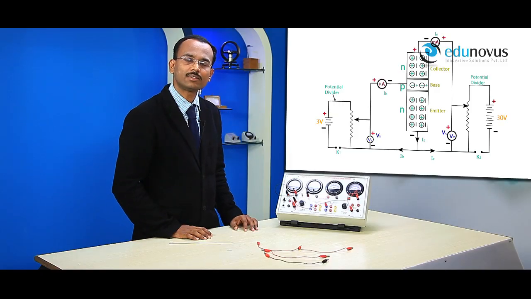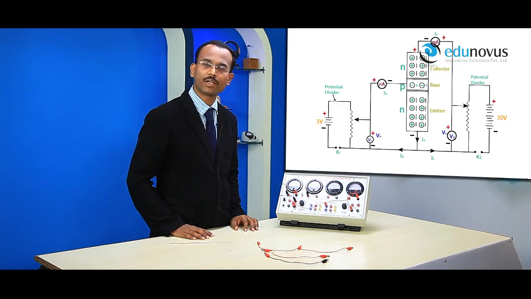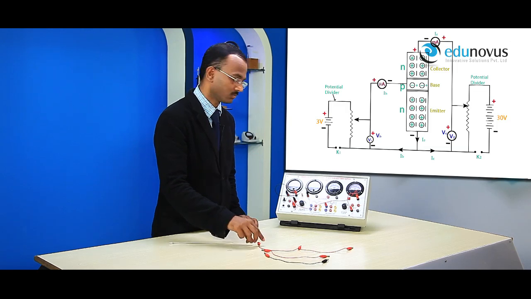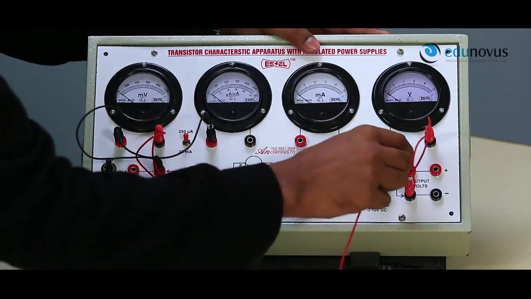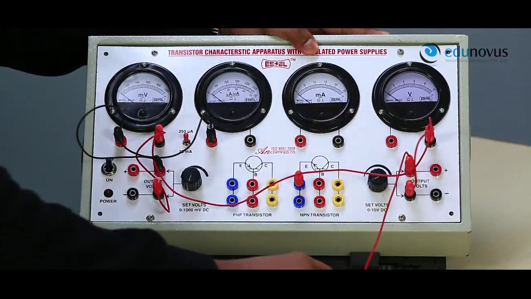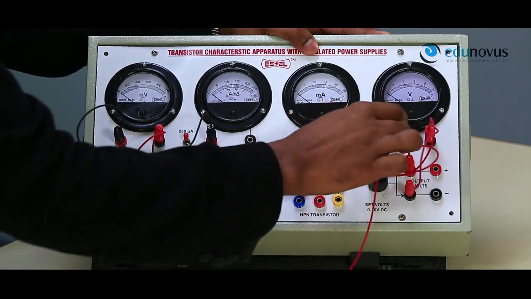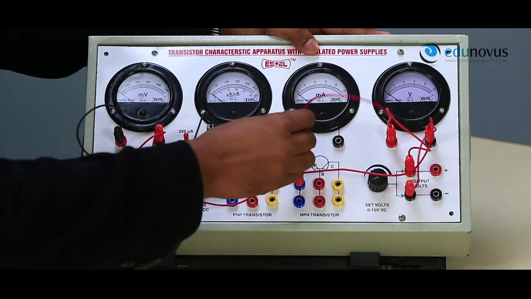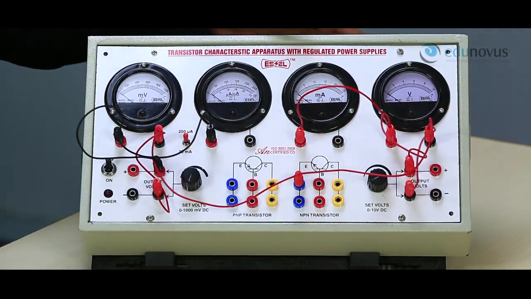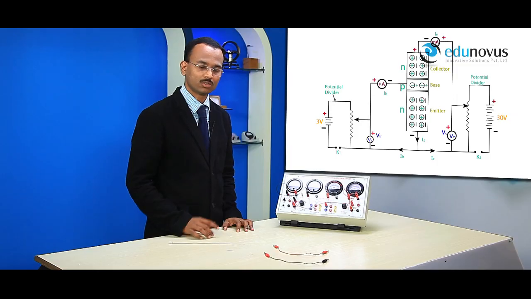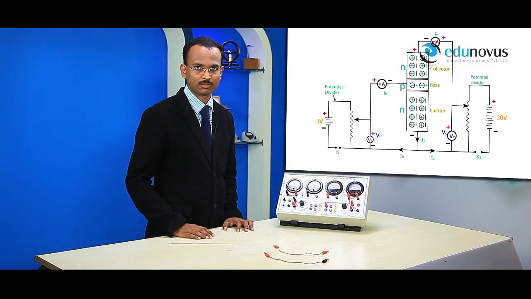Similarly, let's connect the positive terminal of the power supply, voltmeter and ammeter in the output circuit using this 3-pin connecting wire. Now let's use these 2-pin connecting wires.